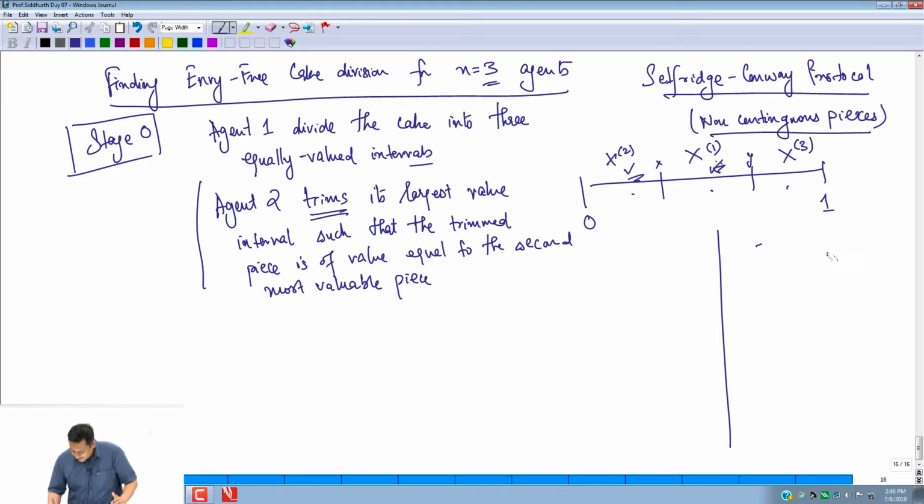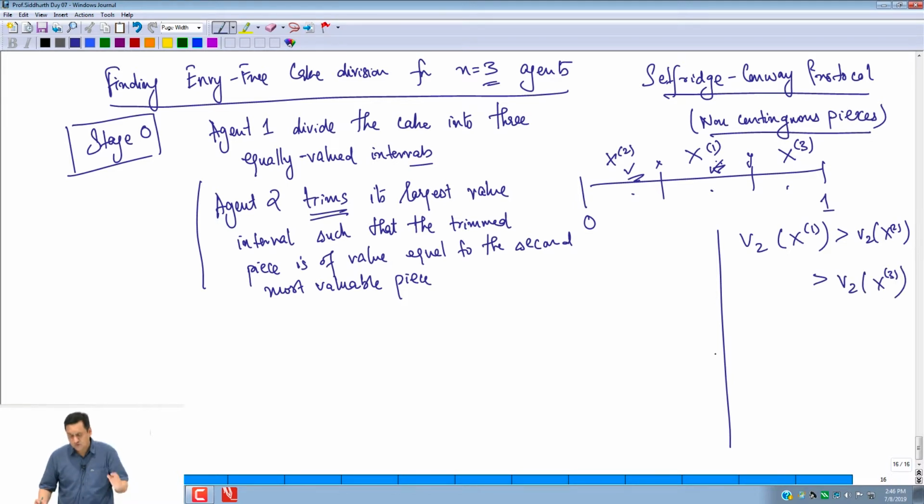I have a strict inequality. So with respect to agent 2, this piece that I have indexed exactly to follow this inequality has this sequence. That is, with respect to agent 2, x1 is the highest valued piece, x2 is the second highest valued piece, x3 is the third highest valued piece. So what I'll do is ask agent 2, okay, trim something away.